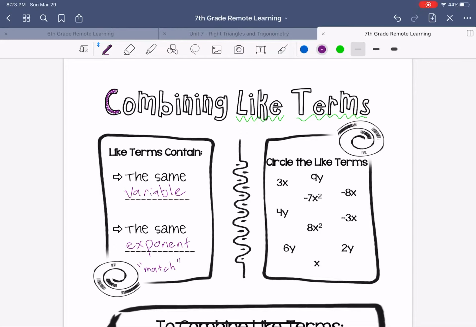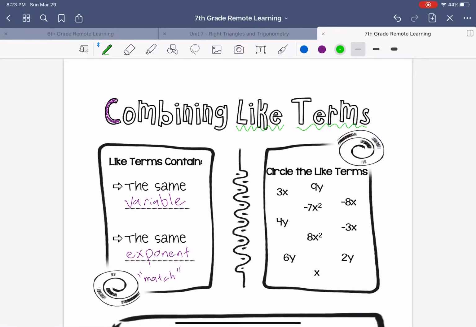So, for example, if we think of this in a real life situation, I'll even write this down. If we have 3 apples and 4 oranges, we can't just combine them and say we have 7 apples or apple oranges or whatever you want to say. We can't just mix them together and say we have 7 of them because they don't match. They're not the same. So we can't do that, all right?